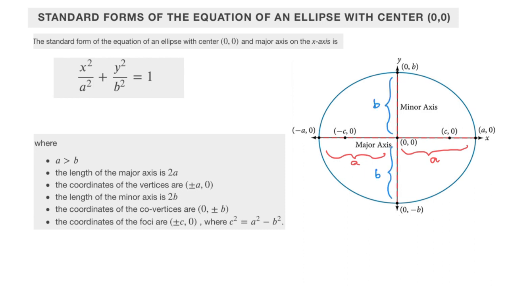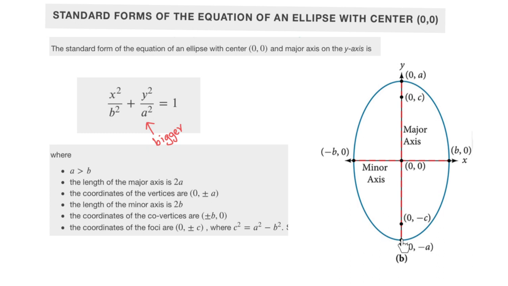And the relation between a, b, and c is c squared equals a squared minus b squared. Here a is always bigger than b. That means the denominator of x squared is bigger. What if the denominator of y squared is bigger? How does the graph look? Then the major axis will be on the y-axis, and the minor axis will be on the x-axis. And remember, the foci will always be on the major axis. So these two will be the foci.